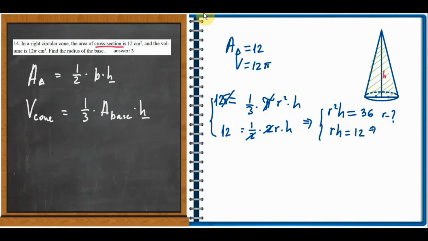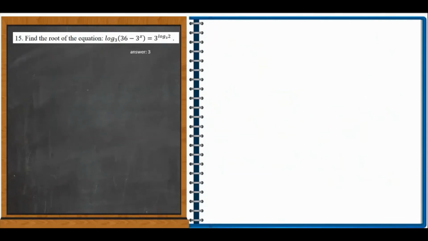Now here we don't need to find r and h separately. We can just write r squared multiplied by h as r multiplied by r h. So since we know r h is 12, we will multiply r by 12, which is 36. Now r is going to be 36 divided by 12, which is 3. So the correct answer is 3.